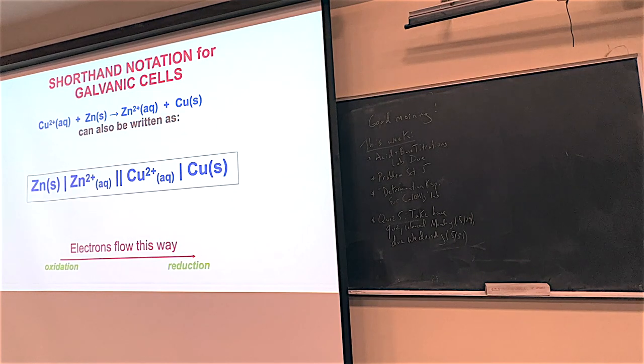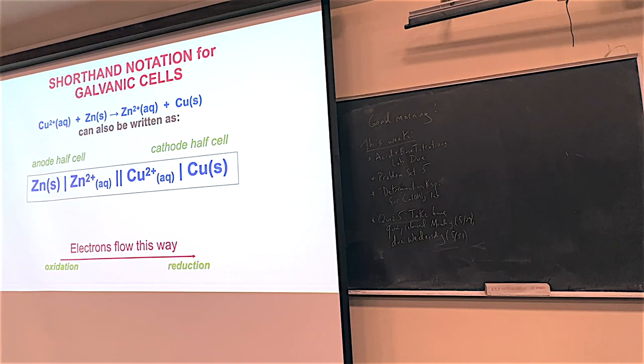Well, the first thing you have to do is that electrons flow from left to right, all right? So just the way that we read is also the way the electrons are flowing. So what that means is that the electrons start with zinc. Zinc ends up as zinc 2 plus. And the electrons, if you will, jump over this double line to make copper 2 plus into copper, all right? So electrons are going from left to right, from the oxidation to the reduction.